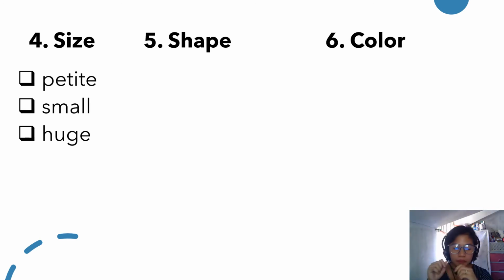Okay, clear? Next example. The petite girl. A petite girl. So, a is the determiner and petite is the size. And the noun that you are describing is girl. A petite girl. Okay? Next, let's go to shape.